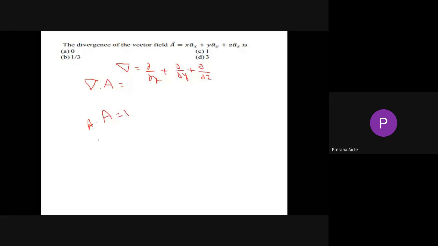Whereas suppose A cross A is equal to, what is the value? The cross product of any vector by itself is equal to 0. Okay, suppose any vectors A, B, C, then A dot A is equal to B dot B is equal to C dot C is equal to 1.